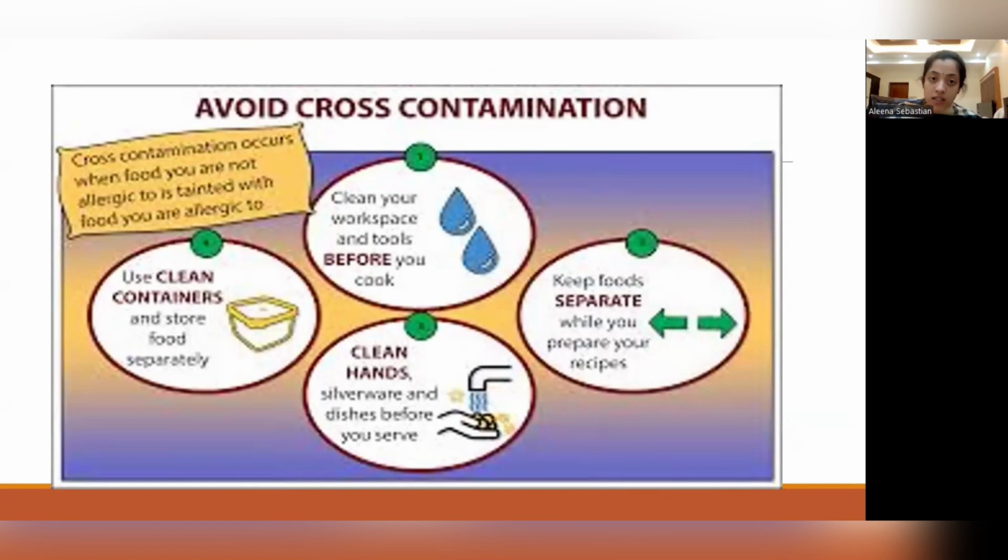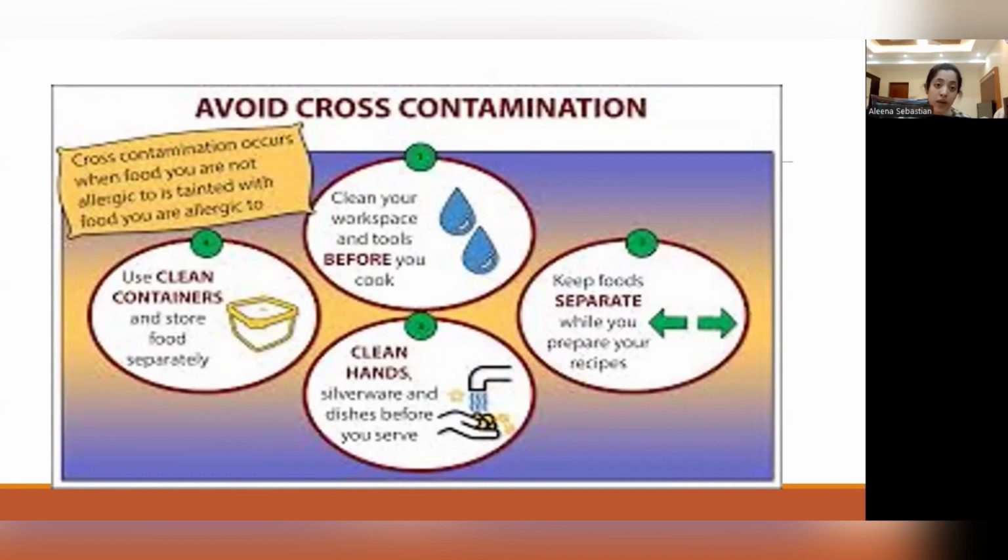Now, this one is about avoiding cross contamination. How can we avoid cross contamination? One is we have to clean the work surface, as I told you earlier, and whatever equipment we are using should be cleaned. Then we have to keep the food separate. The food which has allergenic ingredients should be kept separate from the food which does not. We should clean our hands after handling any food with allergenic ingredients, and then go for preparation of another food.